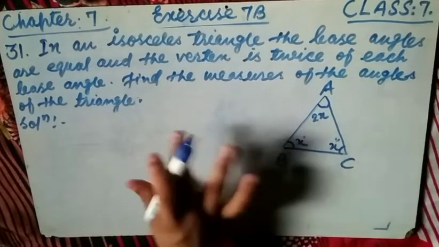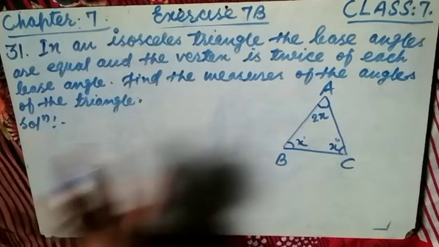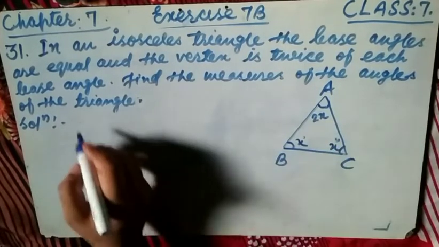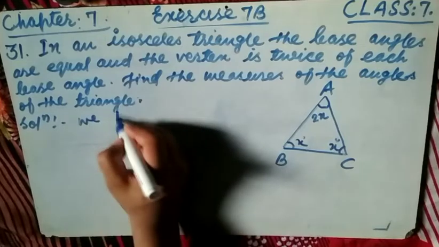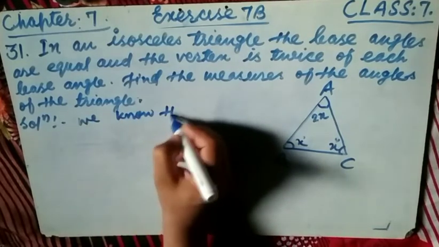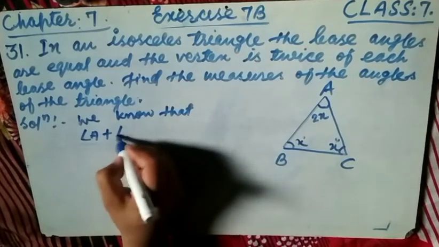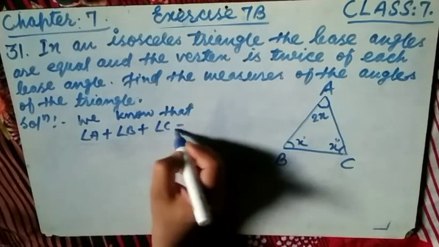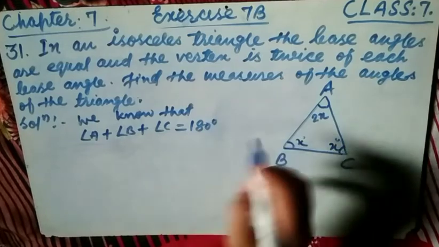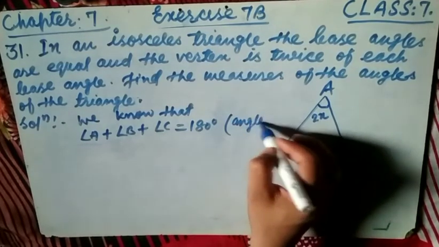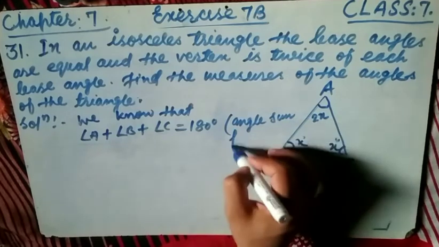Very simple. We have already drawn the figure. There is no need to write this supposition again. Okay. I have already shown it over here. Now we know that angle A plus angle B plus angle C is equal to 180 degrees. The reason is the angle sum property. Okay.